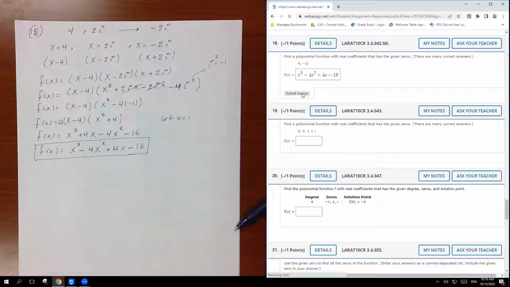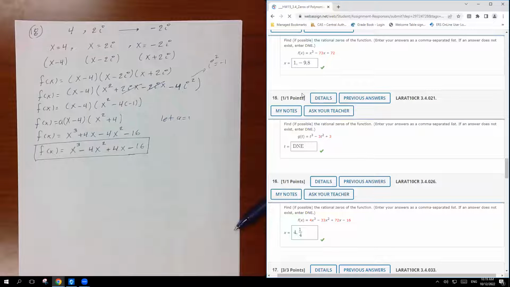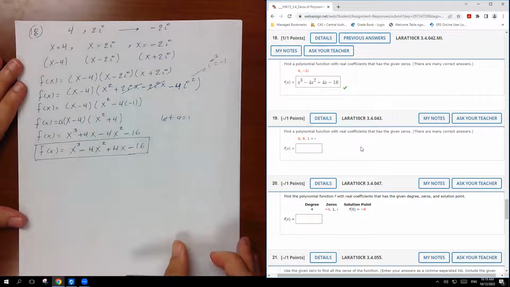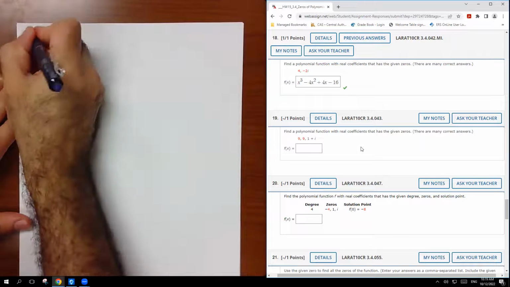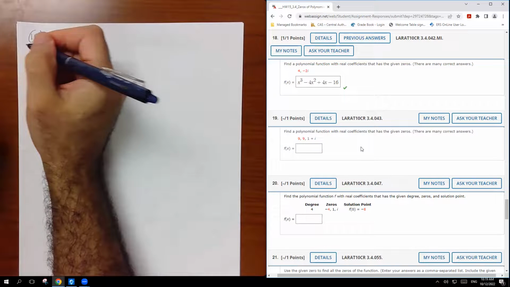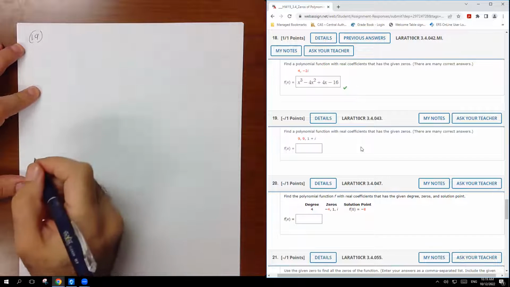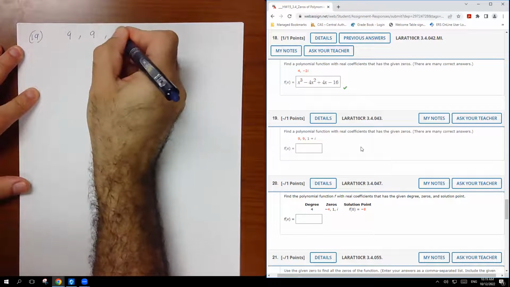We're gonna do the same thing with the next example, but now we have 1, 2, 3 zeros. So example 19, we have 3 zeros. So we're gonna do exactly the same thing. Example 19. The zeros we have are 9, 9, and 1 plus i.